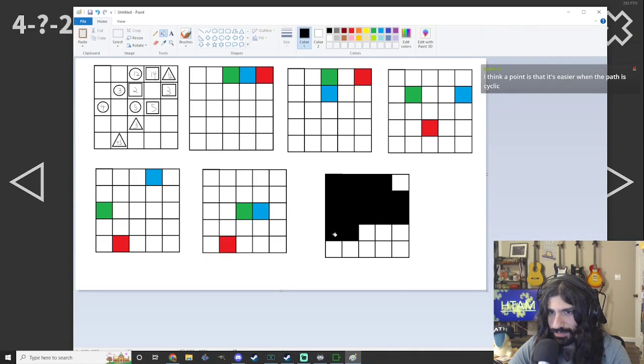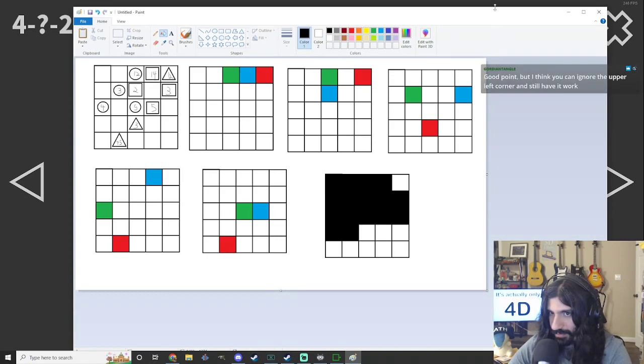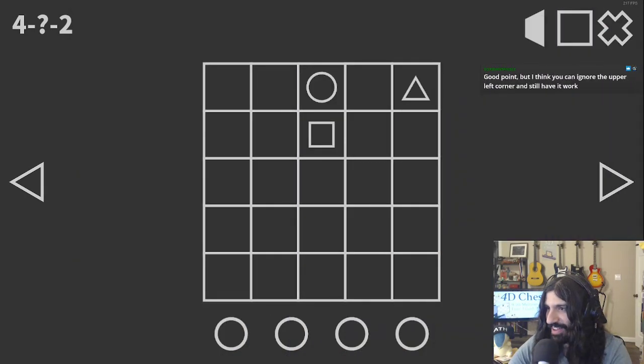See, but for this level, the answer is also yes. For this level, the answer is yes. For this level, the answer is yes. Hold on. If it works for this level, then the shape solves the game, right? Wait, I think I solved it. Did I solve it? I may not have. Hold on. Okay, I think I figured it out.